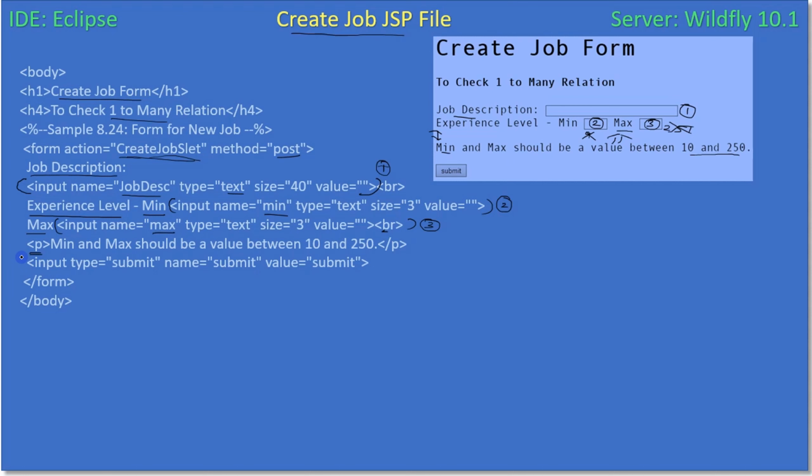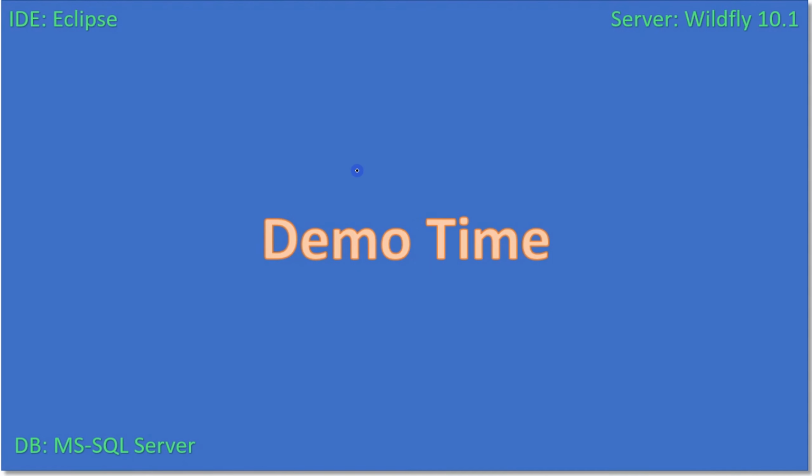Finally, we have one more input field. No, this is not an input field, it's a submit button, and that's available at the bottom of the form. So that's all for our JSP file. Here, instead of JSP, we should have used normal HTML, but that's okay. Now we will go to the demo and implement the JSP file.